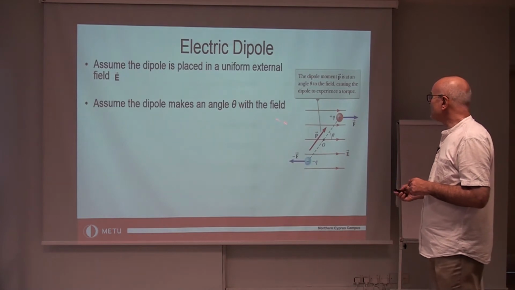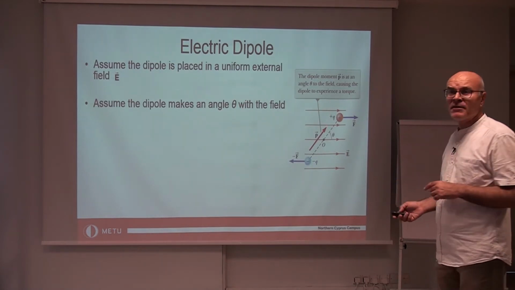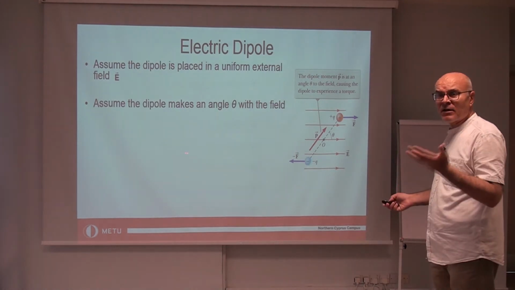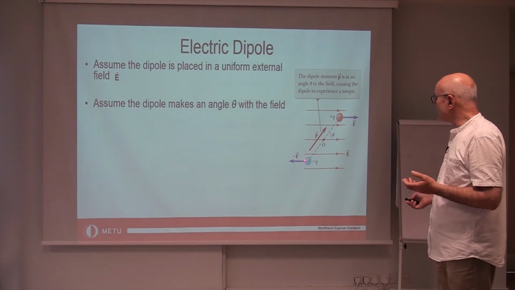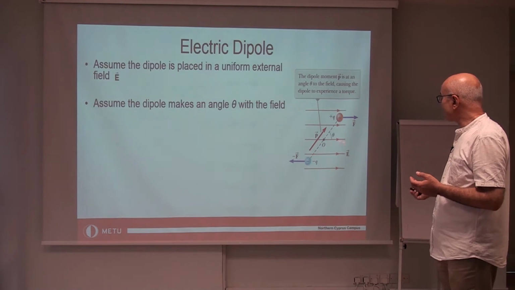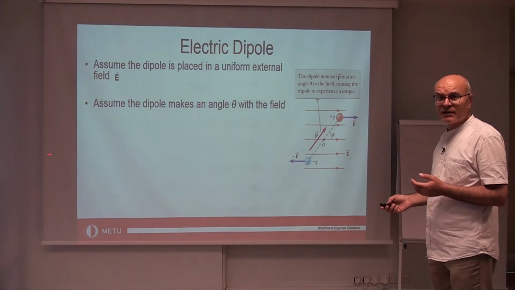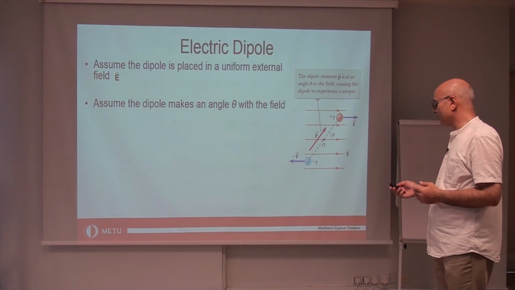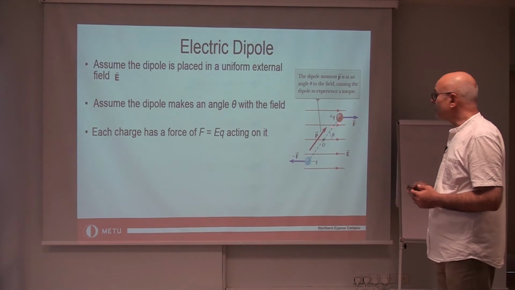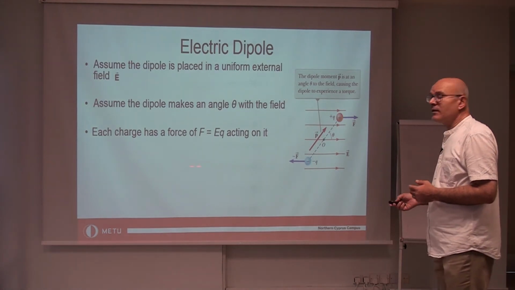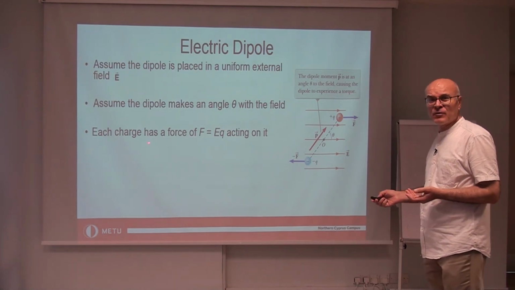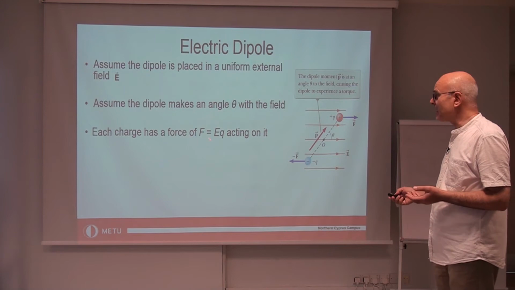Now we assume that we have this dipole and it's placed in an external electric field, and it's placed somehow at some instance such that the dipole moment vector makes an angle theta with the electric field, and it's aligned this way. Now evidently this is a uniform electric field, and so each of these charges will feel an equal and opposite force, and the magnitude of this force is equal to EQ.